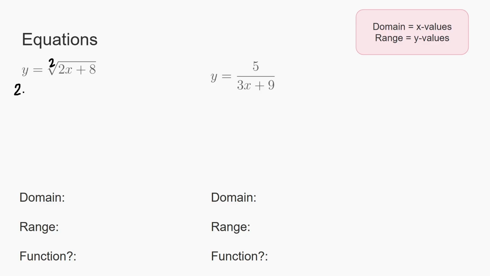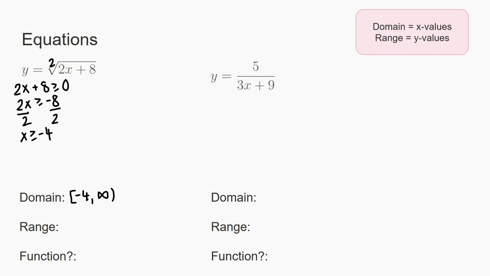So now, let's solve for that. 2x plus 8 is greater than or equal to 0. So 2x is greater than or equal to -8. We divide both sides by 2, and we get that x is greater than or equal to -4. Other than that, there's no other restrictions, so our domain is going to be -4 to infinity. And it's going to be a bracket because there's an equal to sign here, which means that x can equal -4.